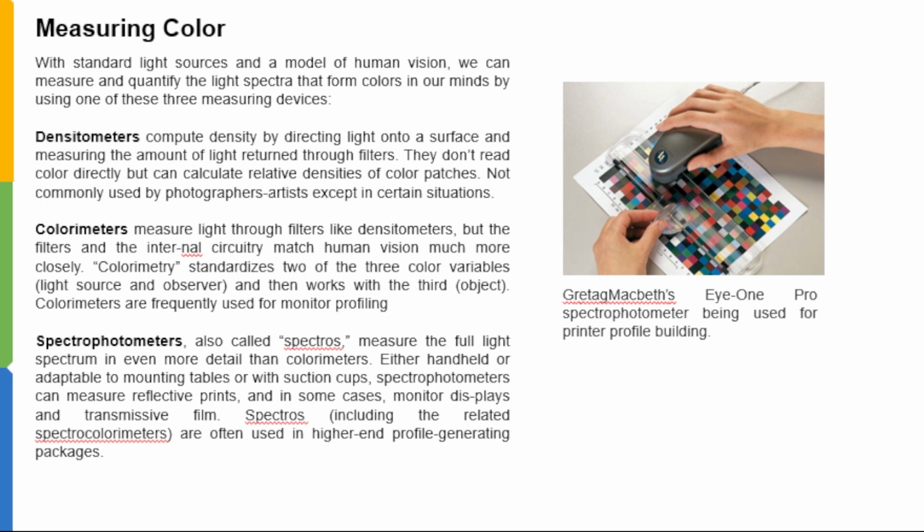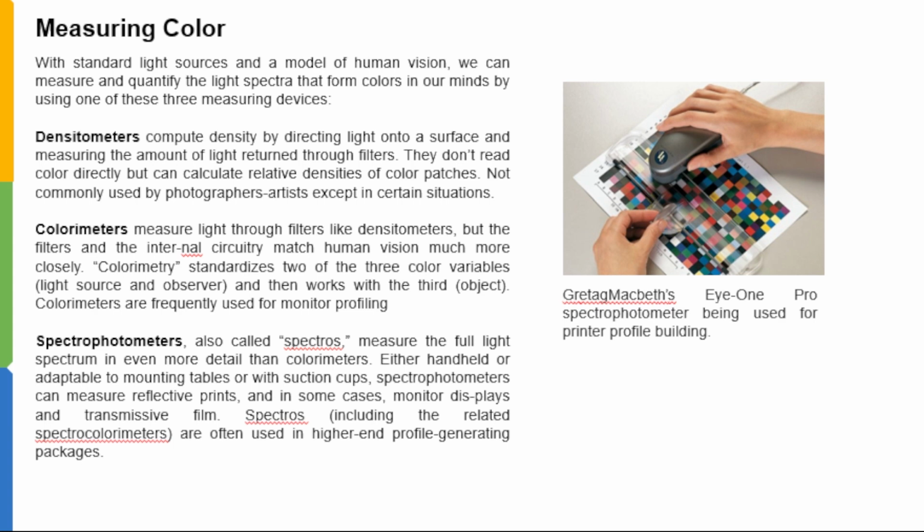Colorimeters measure light through filters like densitometers, but the filters and the internal circuitry match human vision much more closely. Colorimetry standardizes two of the three color variables, light source and observer, and then works with the third, the object. Colorimeters are frequently used for monitor profiling.